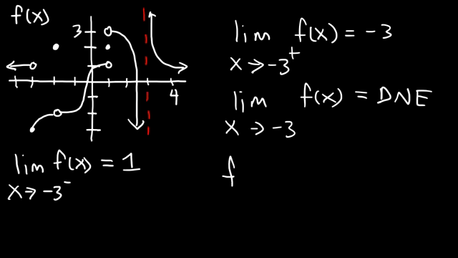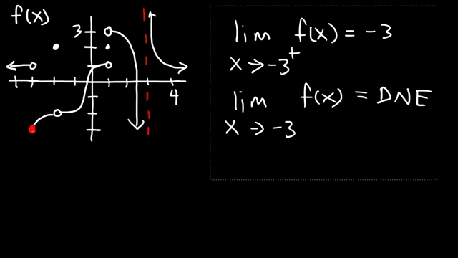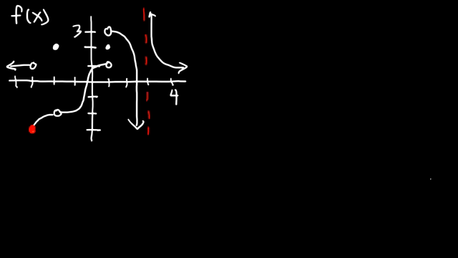Now what about f of negative 3? What is the value of the function when x is negative 3? To find it, identify the closed circle, which has a y value of negative 3. So this is it. Now let's work on some more problems. So what is the limit as x approaches negative 2 from the left side? Go ahead and try this one.